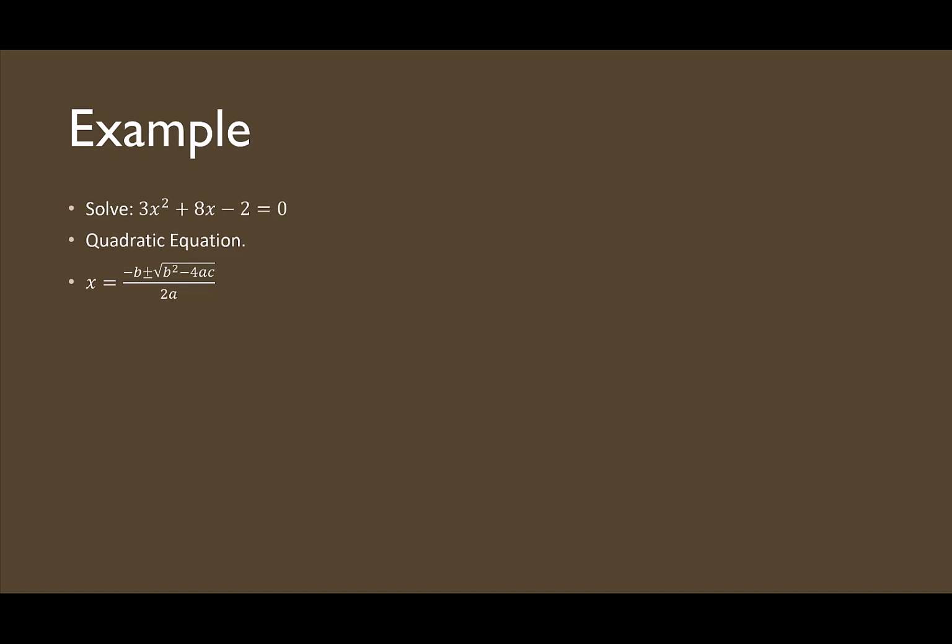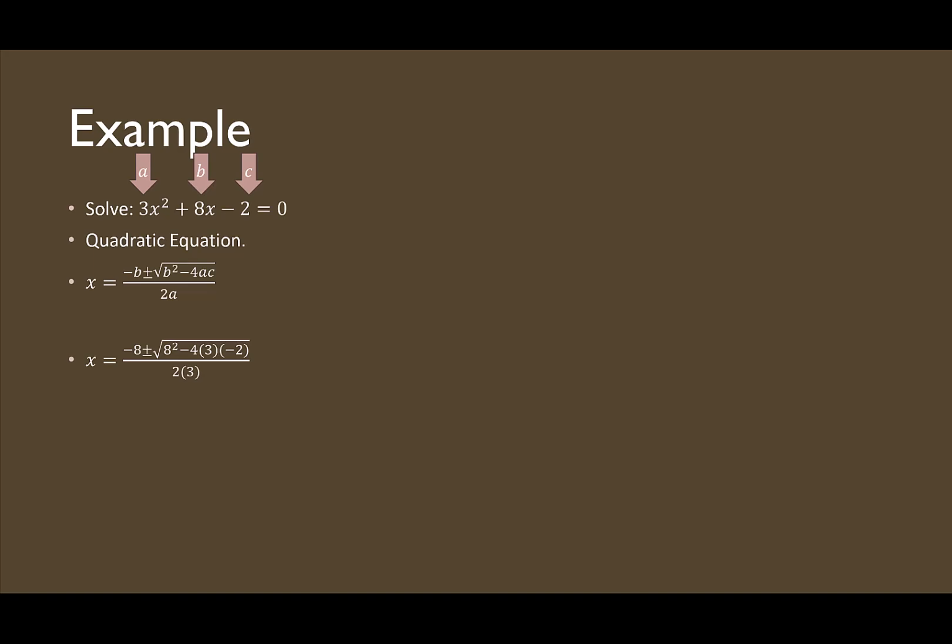Then I would want to tell the students what a, b, and c are in the equation that we're solving. So I would make sure they know that a is 3, b is 8, and c is negative 2, and I would probably emphasize the negative to make sure they know that the sign stays with the number. I would then take those values of a, b, and c and plug them into the quadratic equation so that students would see that x is equal to the fraction negative 8 plus or minus the square root of 8 squared minus 4 times 3 times negative 2 over 2 times 3.